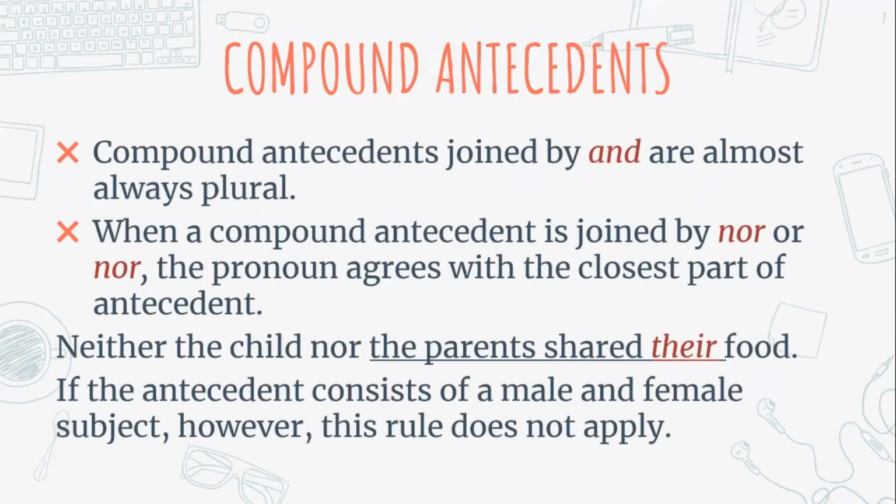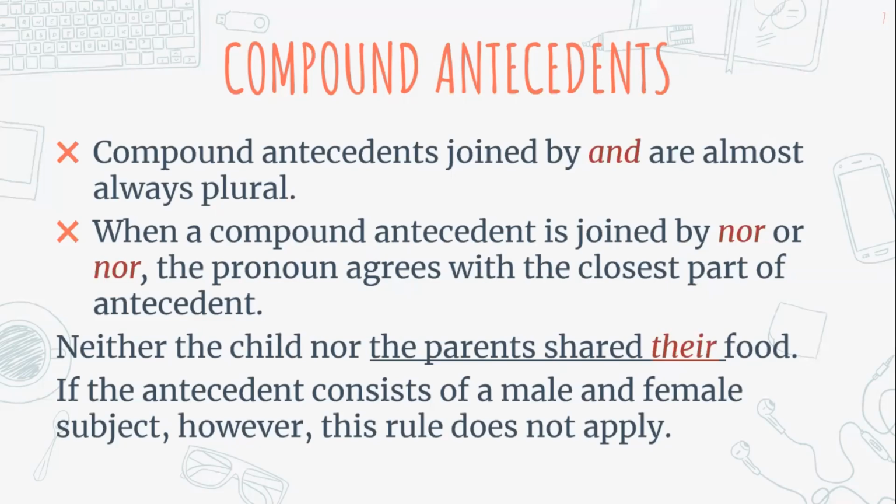So when a compound antecedent is joined by nor or or, the pronoun agrees with the closest part of the antecedent. So neither the child nor the parents shared their food. The parents here is the nearest to the pronoun. So the pronoun has to agree with the parents and not the child, right?